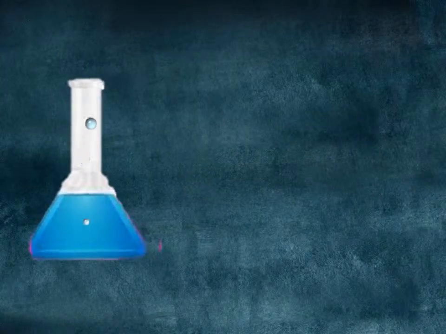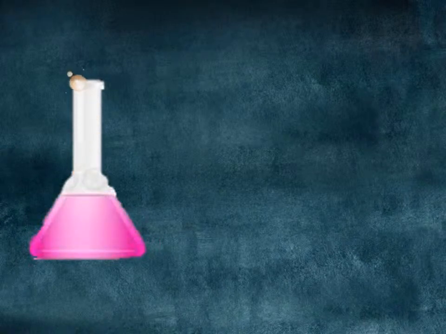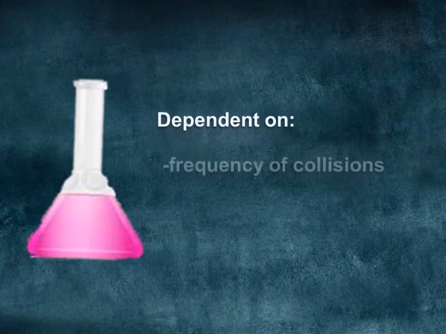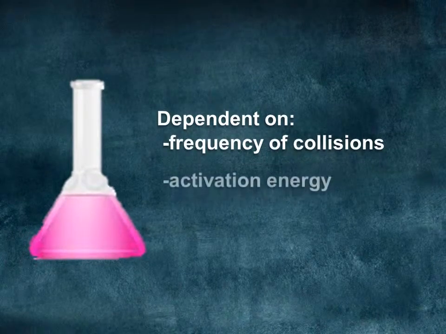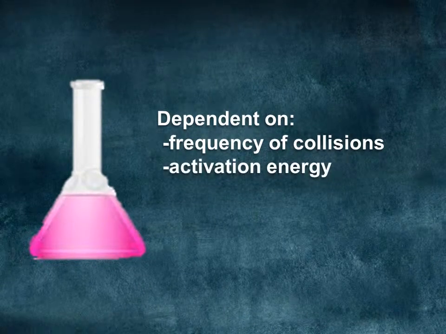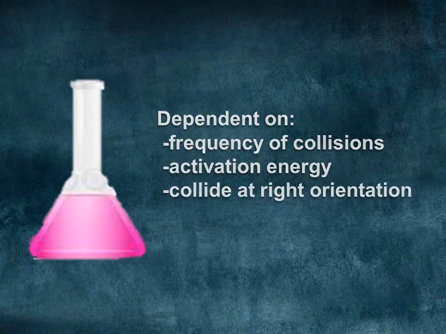Chemical reactions occur at different rates, but it is possible to influence the rate of reaction by numerous factors. The collision theory states that the rate of reaction is dependent on the frequency of collisions. However, these collisions are only effective if they have enough activation energy to break bonds to begin the reaction, and if they collide at the right orientation to form new bonds.